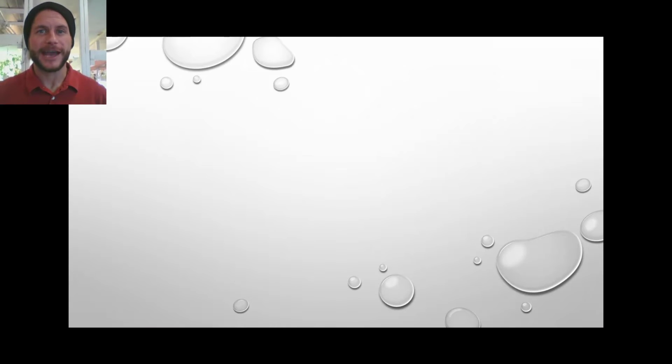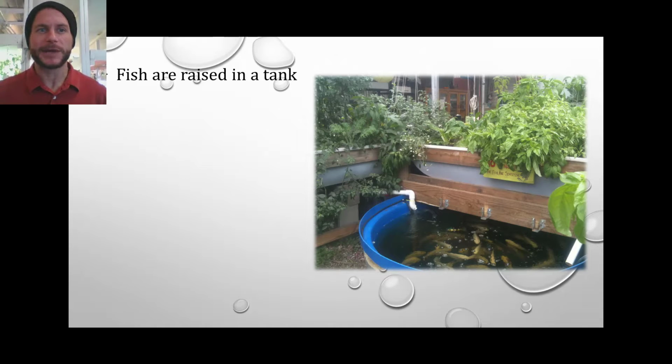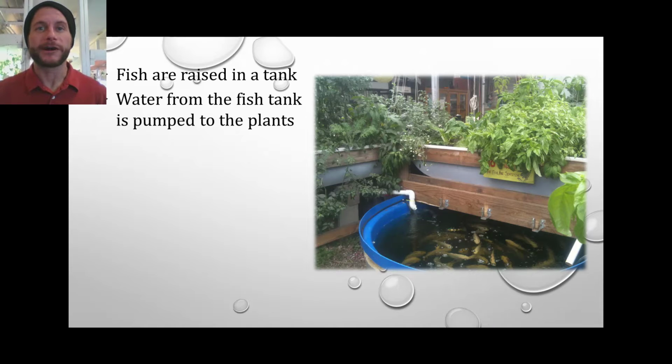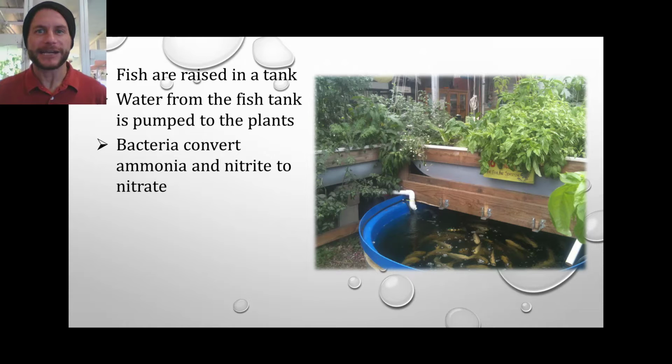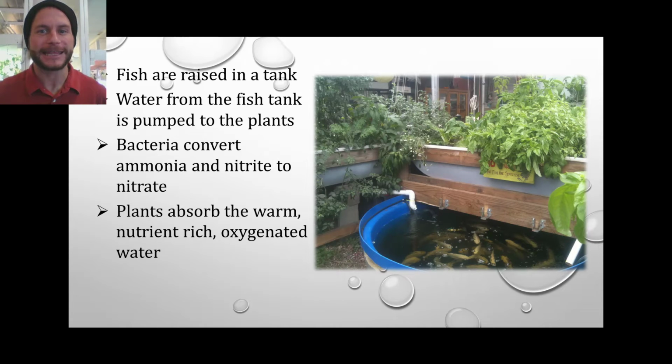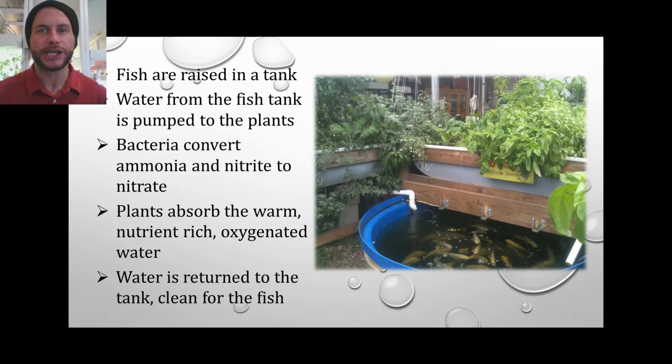Another way of looking at it would be to say that we have fish that are raised in a tank. The water from that fish tank is pumped to the plants. The naturally occurring bacteria that we talked about in the last module convert that fish waste into nitrite and then nitrate, which is a usable plant nutrient. The plants are able to take that out of the water and they return clean water back to the fish area.